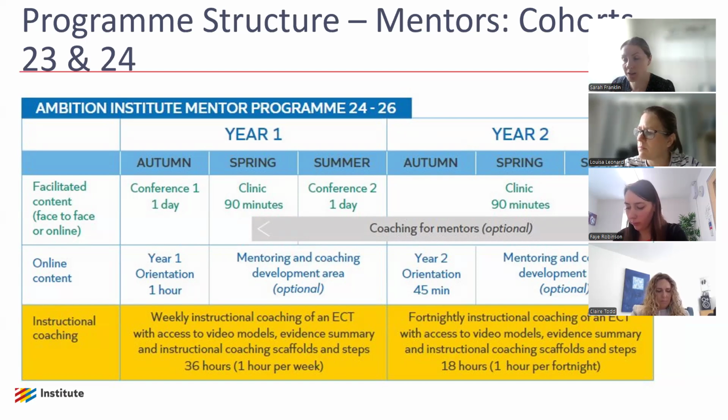But what we really want is for it to be a space where, if mentors feel they need to have a session around well-being or anything like that, they have got the space to do whatever it is that the ECT needs that might not be covered within their instructional coaching. But it's not something that we're going to stipulate in terms of what should be covered, other than to give some general advice.